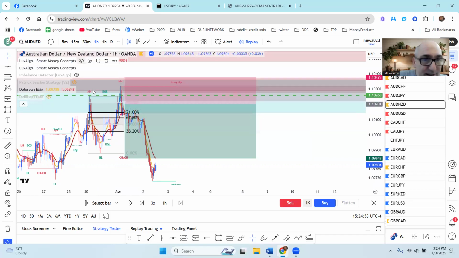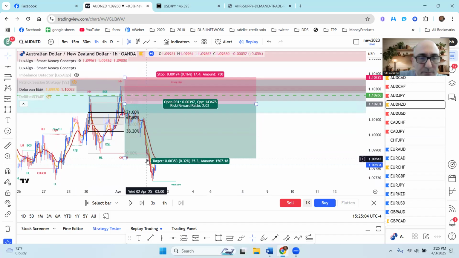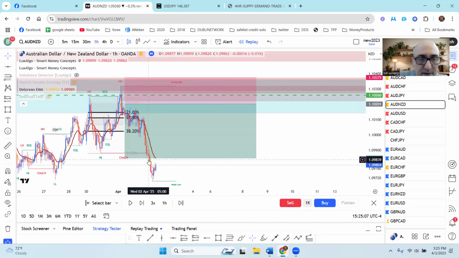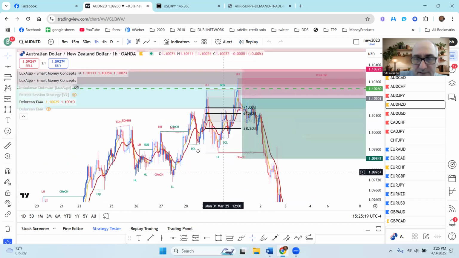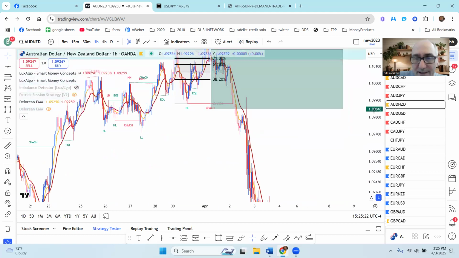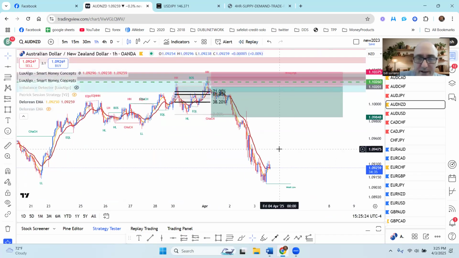You would have gotten into this trade on this candle right here, which was at 11 o'clock, actually Monday evening. And then you would have been out of this trade yesterday at 5 a.m. in the morning. Okay, so let's just exit replay mode, and you could see the price ended up going all the way down to there.